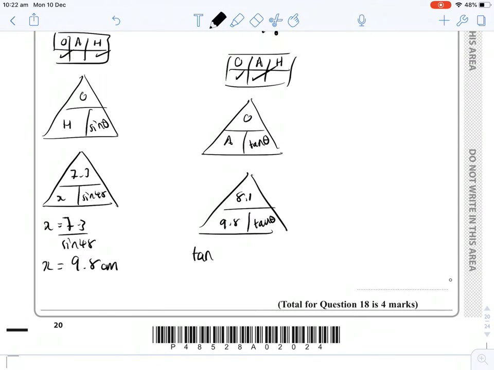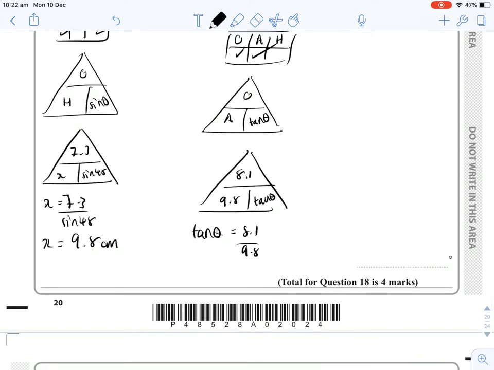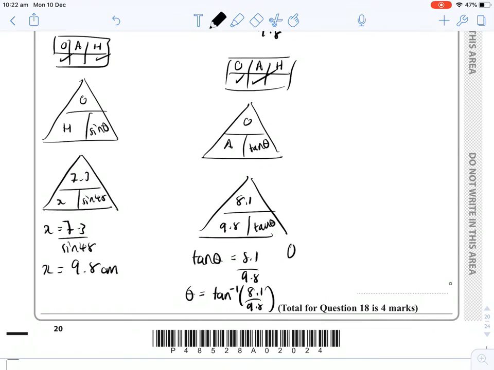So tan theta is 8.1 over 9.8, and so theta is the inverse tan, shift tan, 8.1 over 9.8. Remember, that's where we have to press shift, then tan, we get tan to the -1, and so we get a value of theta of 39.5, and so that is our missing angle, 39.5 degrees.